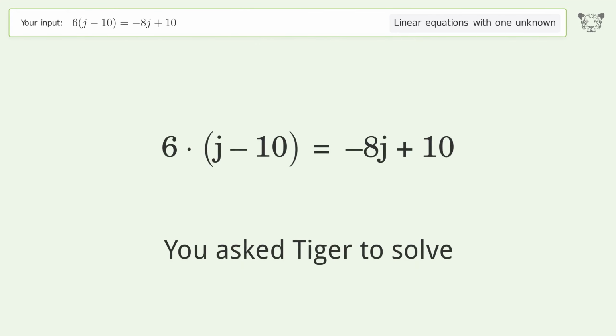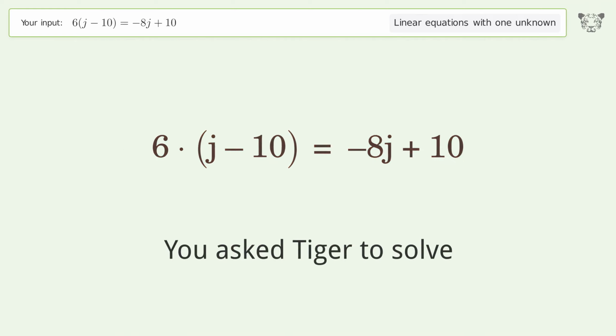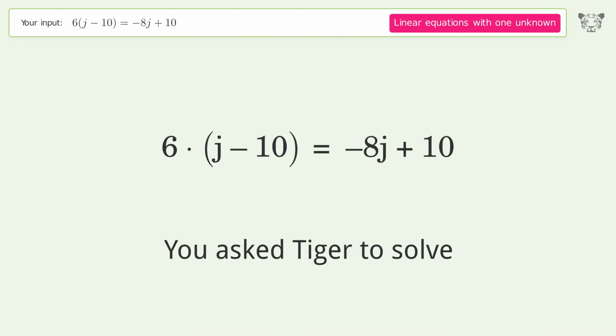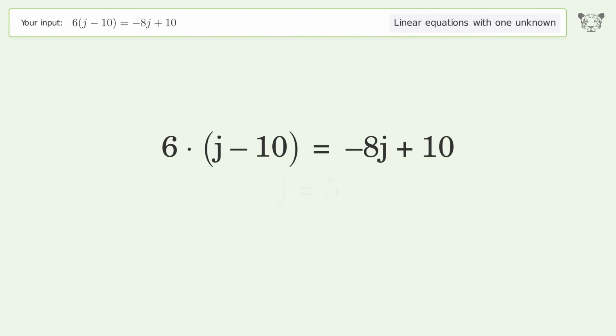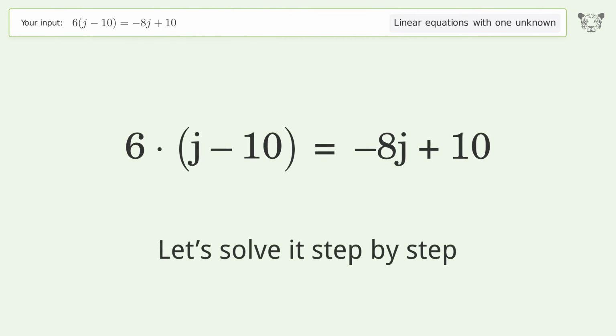You ask Tiger to solve. This deals with linear equations with one unknown. The final result is j equals 5. Let's solve it step by step.